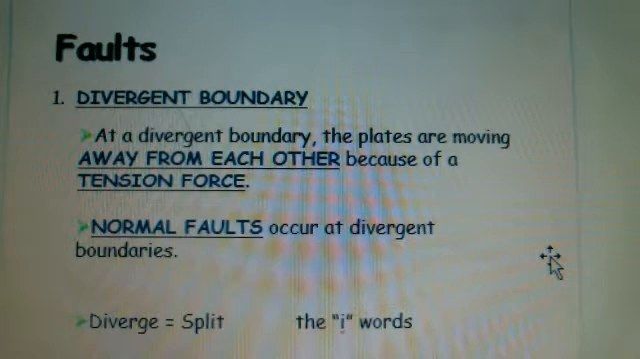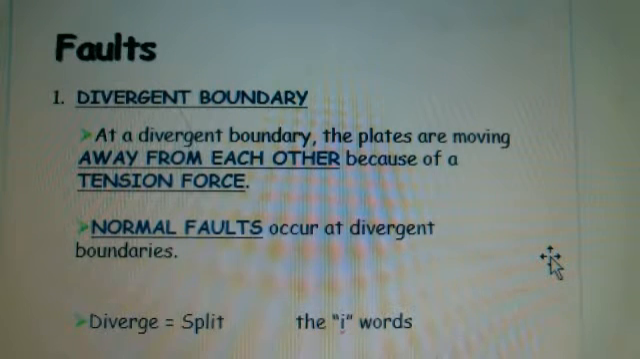Faults. We have different kinds of boundaries between the plates that are pushed together, and they are called faults. One type of fault is a divergent boundary. At a divergent boundary, the plates are moving away from each other because of tension forces pulling apart. And the type of fault that we get here is called a normal fault.